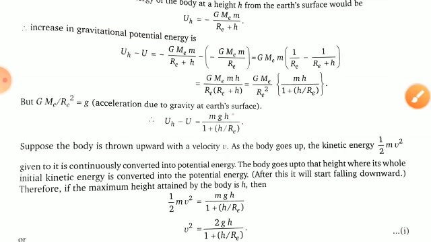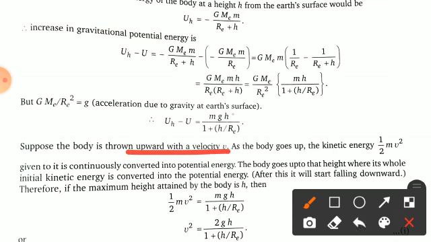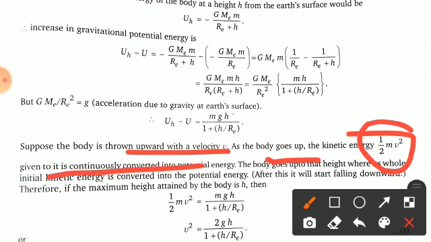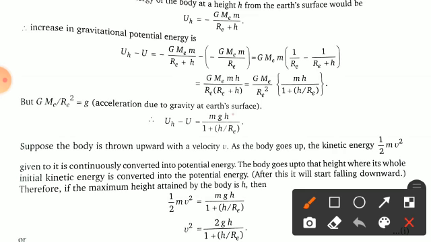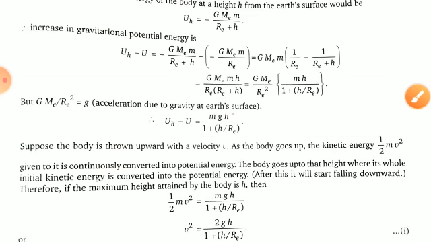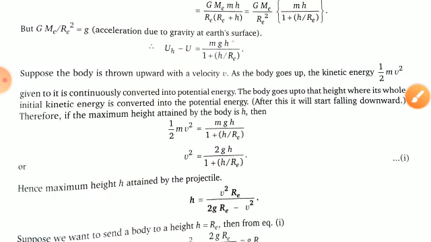Now suppose the body is thrown upward with a velocity V. As the body goes up, the kinetic energy, you know very well, the formula of kinetic energy is half mv square, given to it is continuously converted into potential energy, because as it rises its velocity goes on decreasing, fine. So the body goes up to that height where the whole initial kinetic energy is converted into its potential energy, fine. After this it will start falling downward.